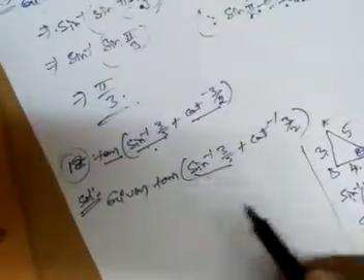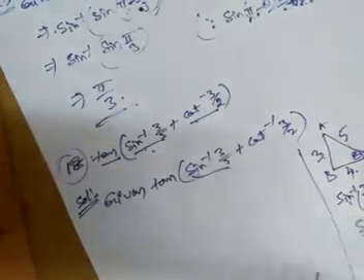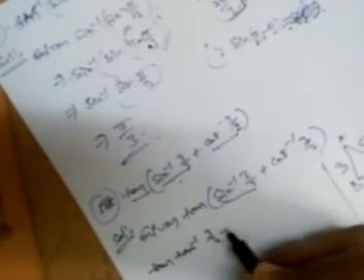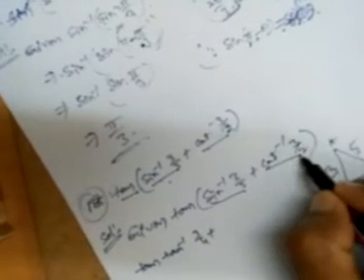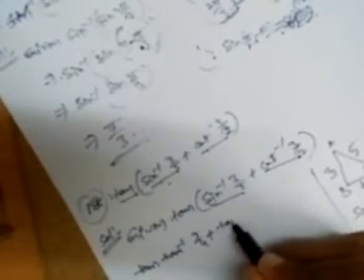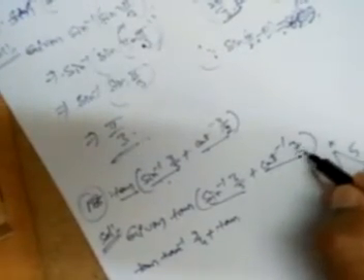Now write here, in place of sin inverse of 3 by 5, tan inverse of 3 by 4. So tan inverse of 3 by 4 plus cot inverse of 3 by 2. Cot is the reciprocal of tan, so you take tan inverse of 2 by 3.